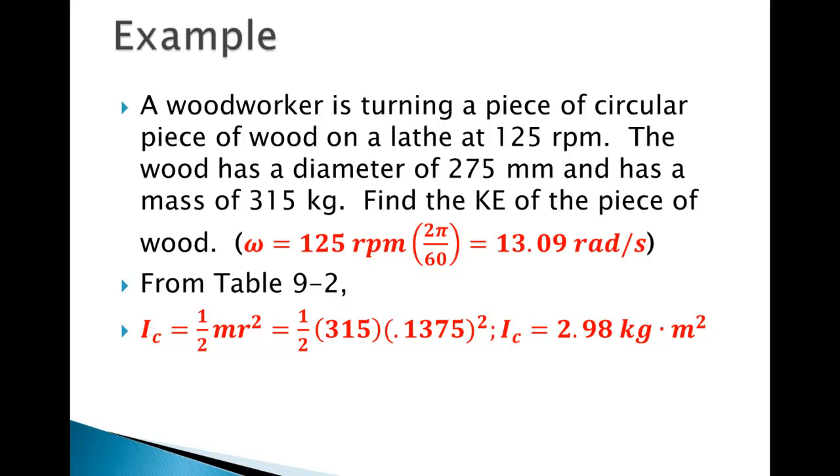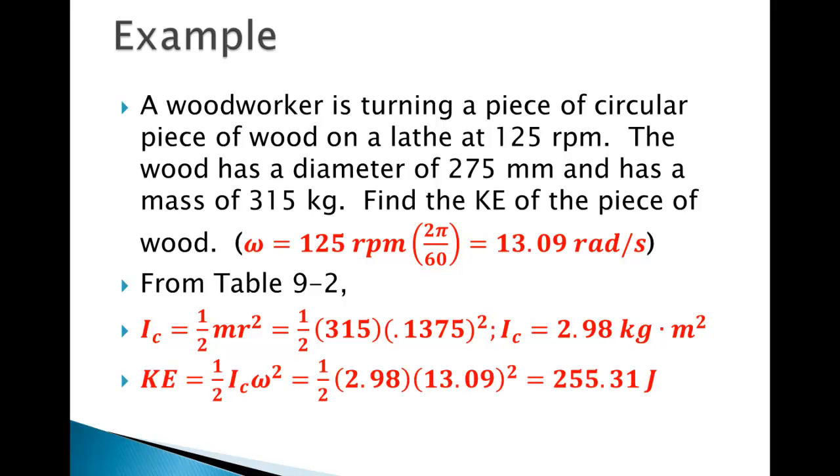So we need to not only divide that by 1,000, but then we also need to divide that by 2 to give us the radius. You square that value, so our mass moment of inertia becomes 2.98 kilogram meters squared. Substituting that into the kinetic energy equation, we get 1/2 I sub c omega squared, which is 1/2 times 2.98 times 13.09 squared, which gives us 255.31 joules.